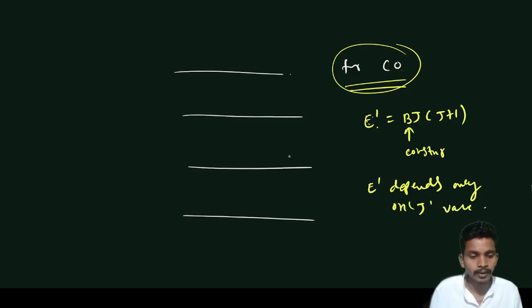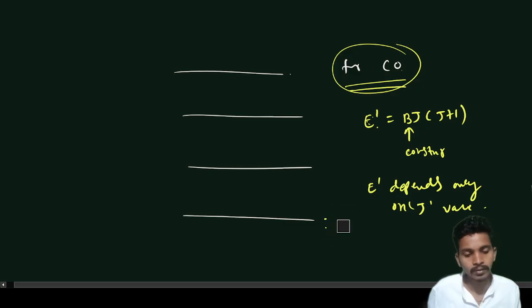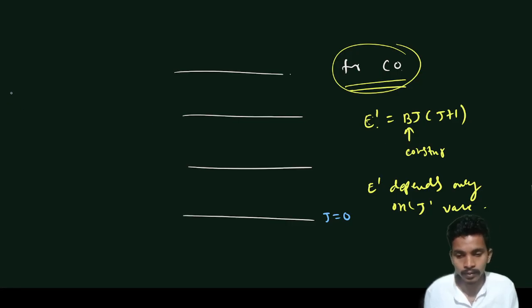So if I write J equal to 0, then E will become how much? Here I write J equal to 0, then E dash equals B into 0 into 0 plus 1, which is going to become 0.